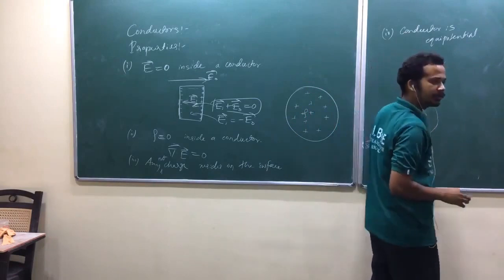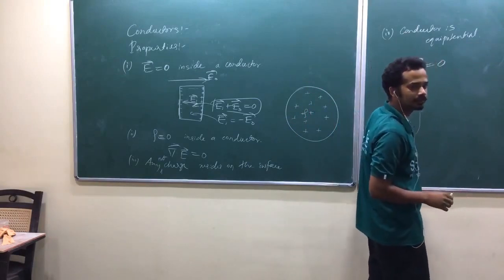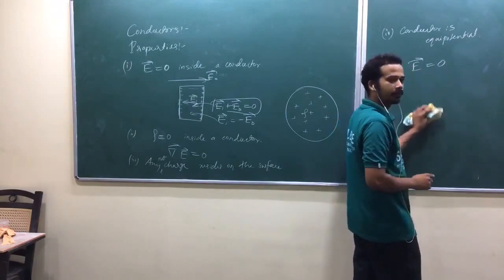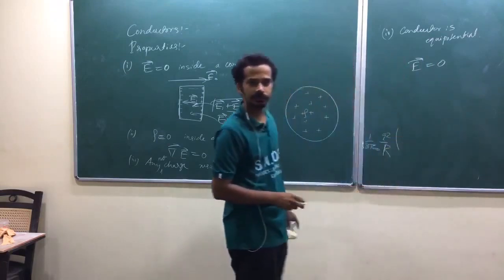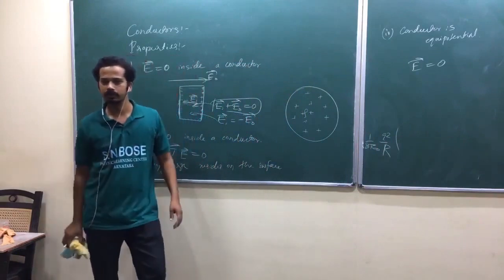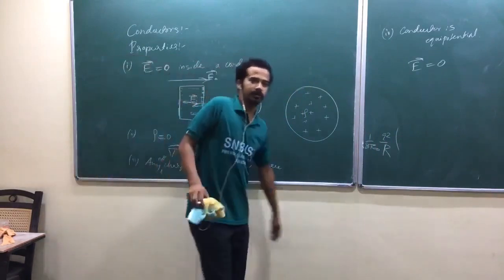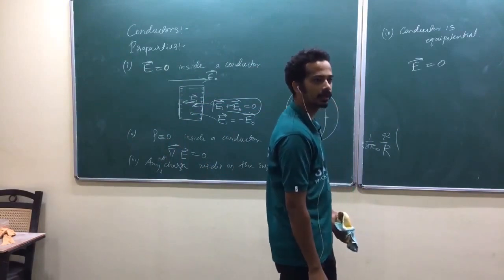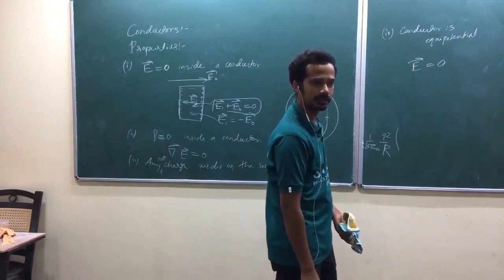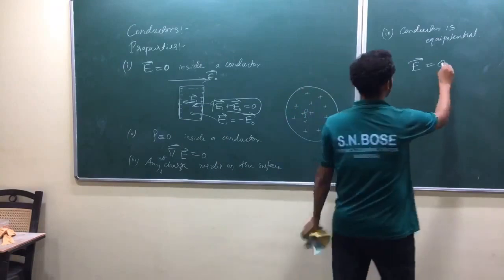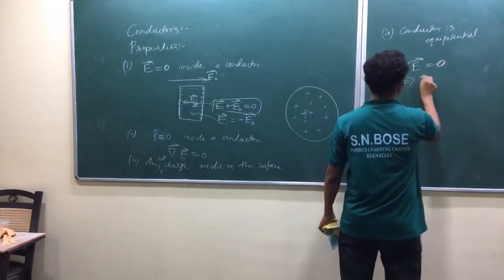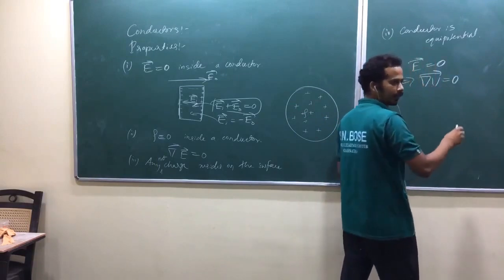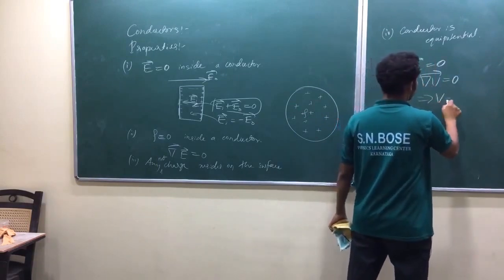Is gradient 0 always? No. Gradient is 0 only for a constant one. Obviously, only for a constant scalar is the gradient 0, isn't it? Otherwise, you will get a gradient. Am I right? Yeah, definitely. That's a good argument. So that means gradient is equal to 0, which means V equal to constant.